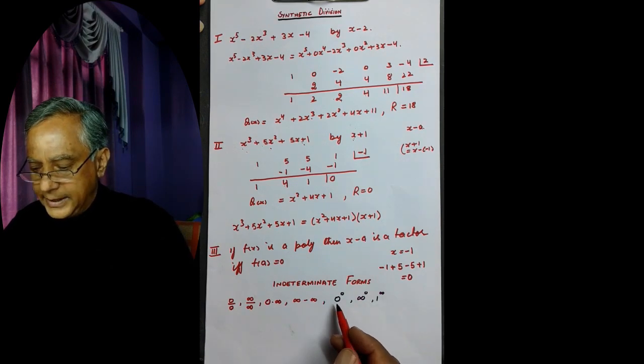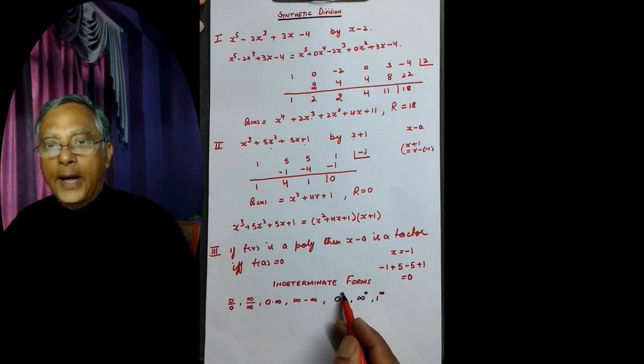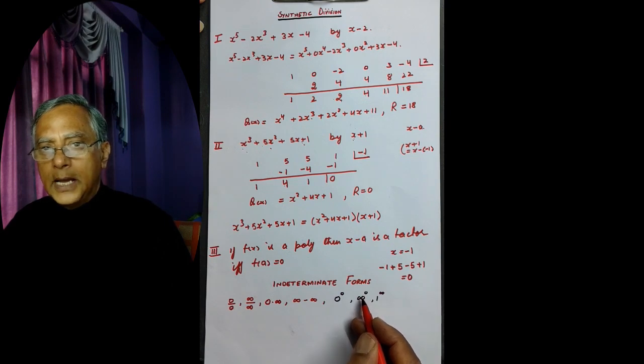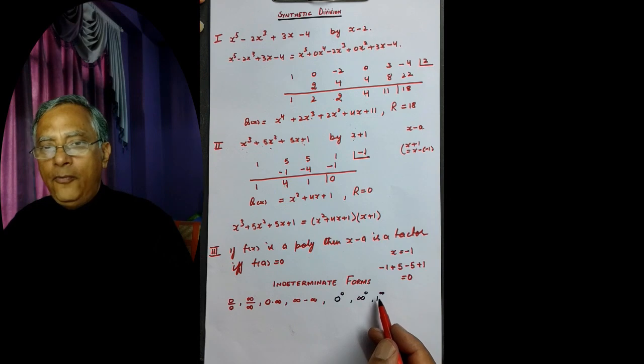And similarly, any non-zero number to the power of 0 is 1. So will 0 to the power of 0 be 1? We cannot say. And similarly, infinity to the power of 0, will this be 1? Or what will be the answer? We need further simplification. And 1 to the power of infinity.